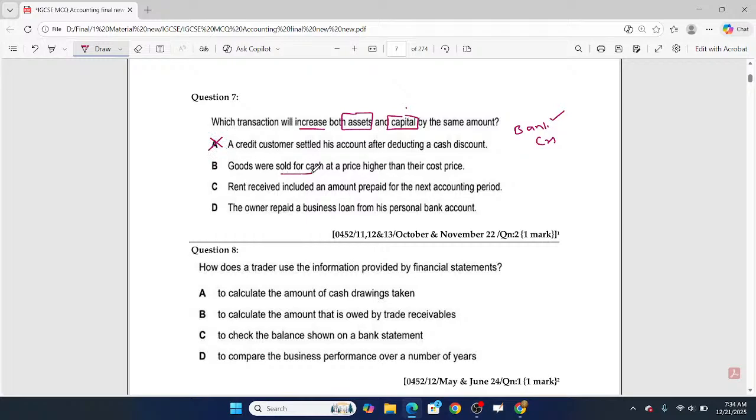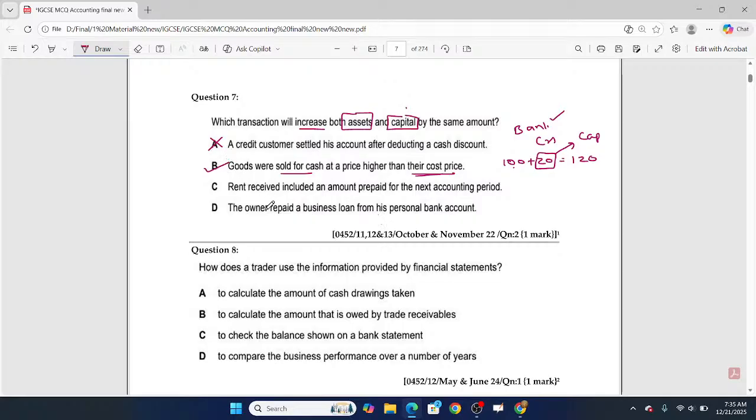Goods were sold for cash at a price higher than their cost price. 100 rupees goods, by adding 20 rupees profit, sold for 120. What does it mean? The profit included in the sale price is usually meant for the owner. If it is meant for the owner, it will be part of capital. This will increase the capital. So B is the correct answer.